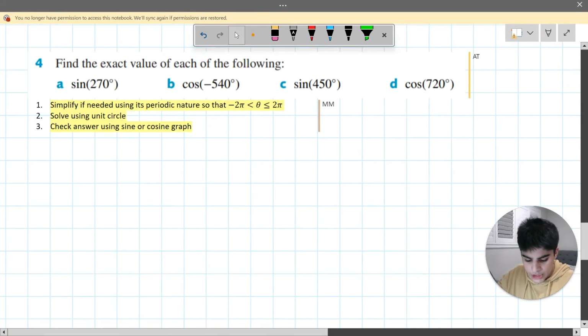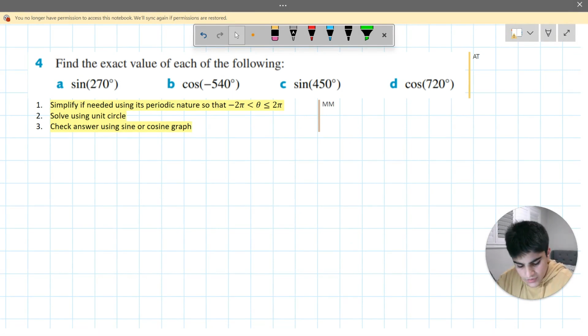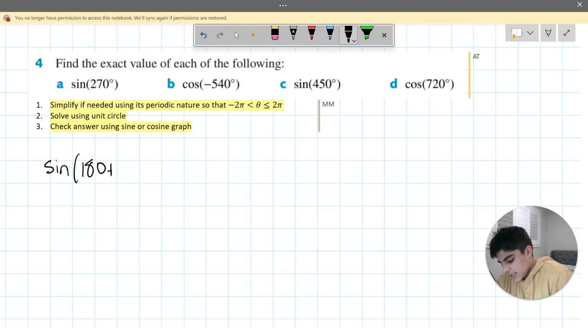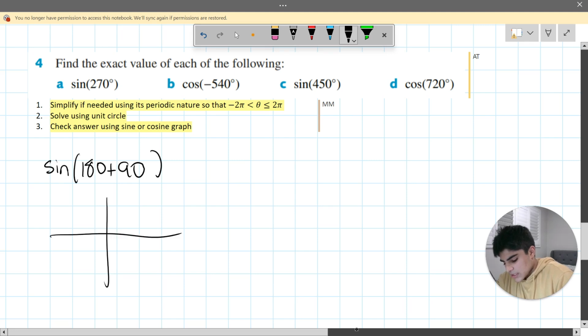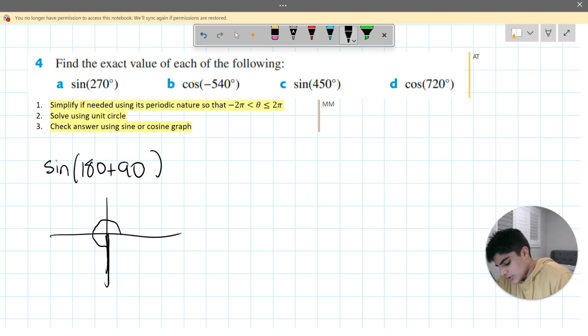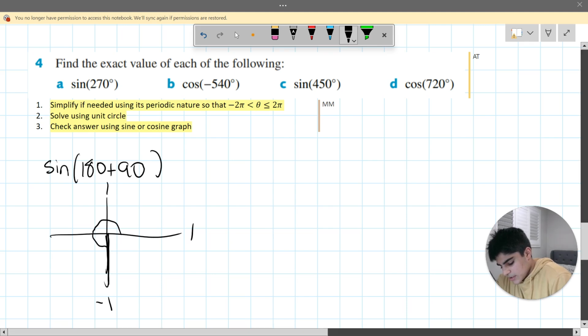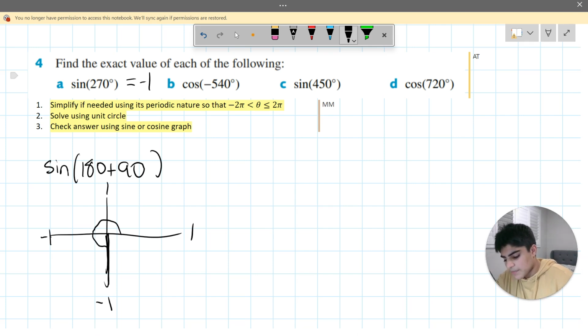Find the exact value of each of the following. Sine 270. To make this easier for ourselves, let's break this up. Sine 270, to find the exact value, would be sine 180 plus 90. So this is the same as sine 180 plus 90. As per the unit circle, the exact value of sine 270 is negative 1.